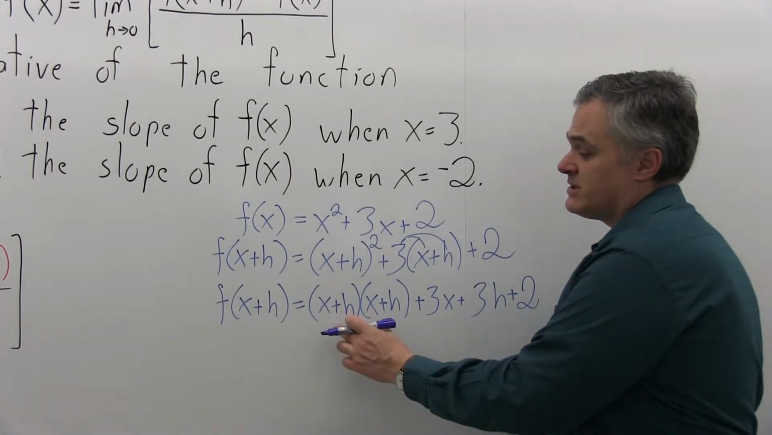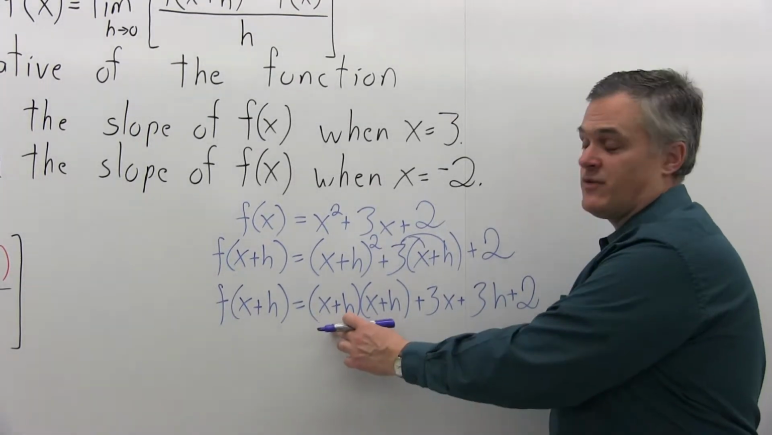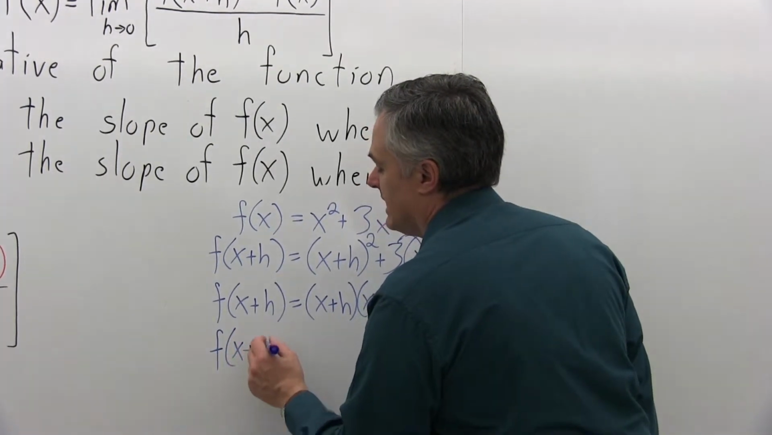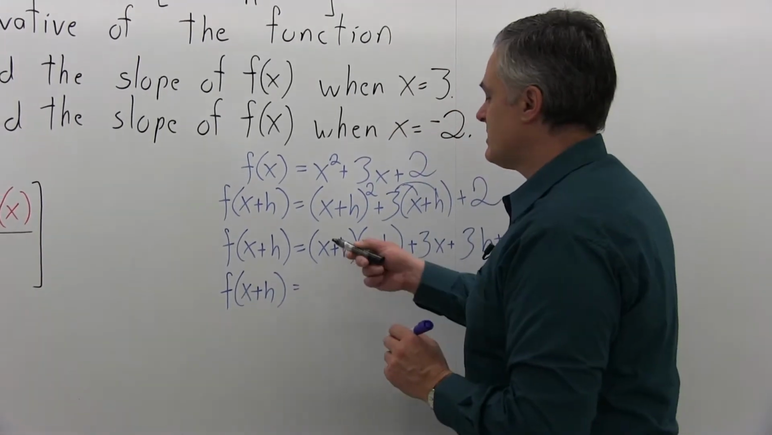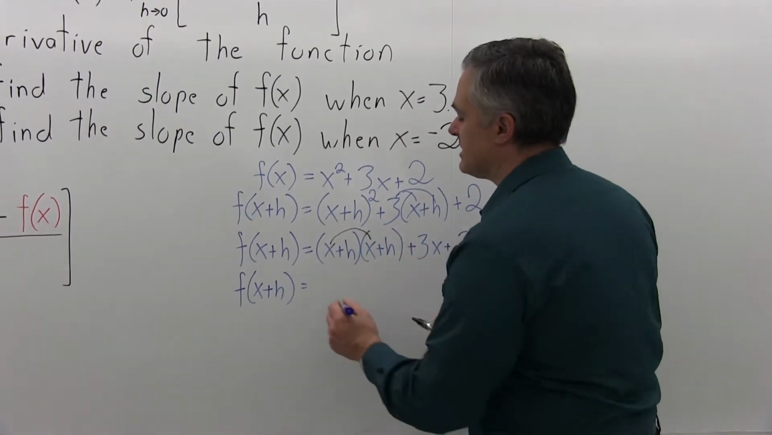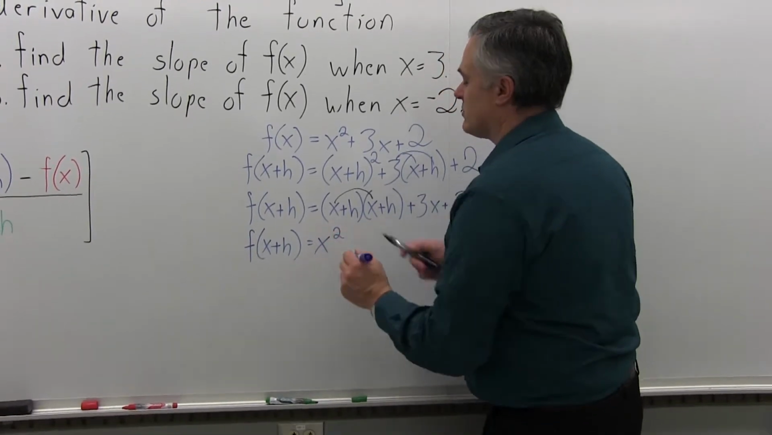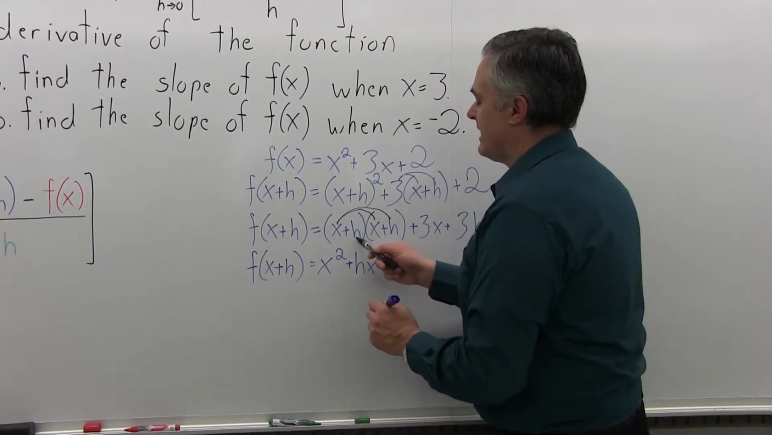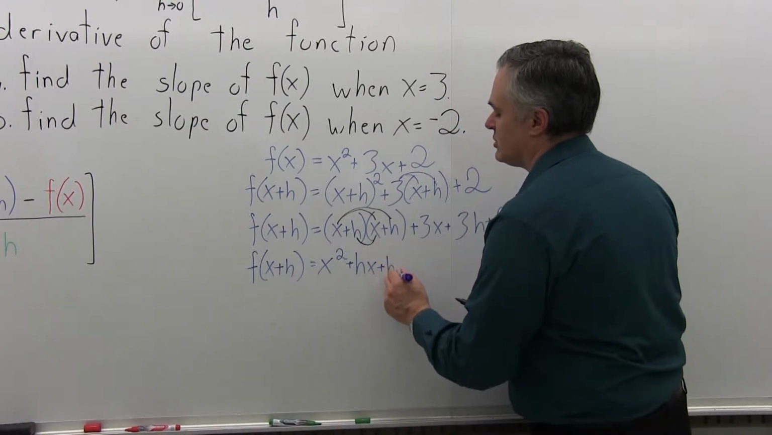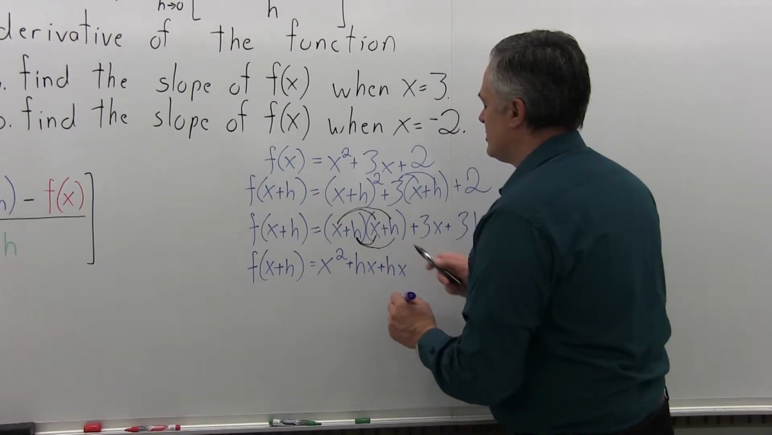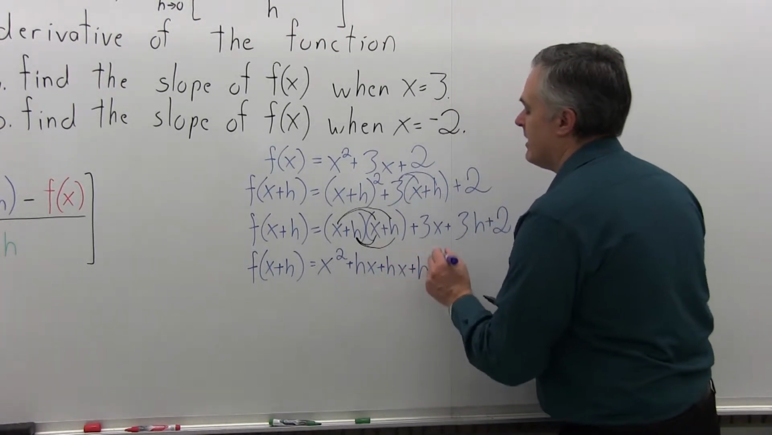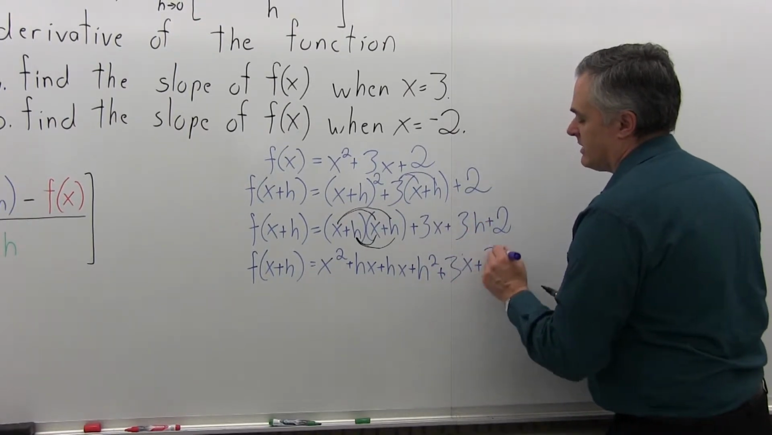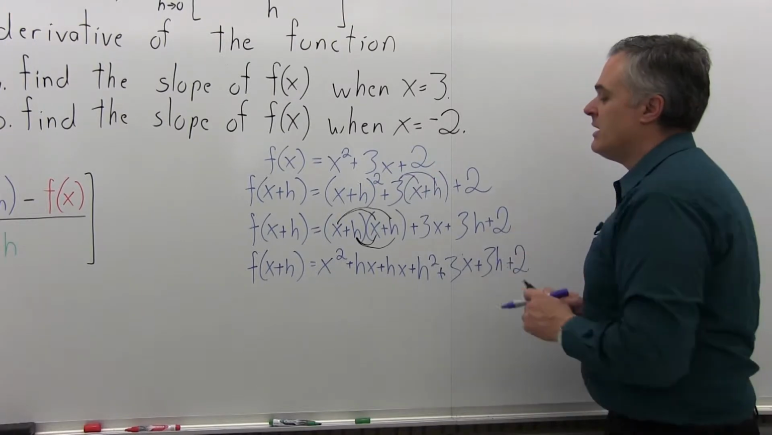So to finish the simplification of f of x plus h, I need to FOIL out these parentheses here. So f of x plus h equals, so let me just write this in a different color to make it show up a little bit. X times x is x squared. X times h is hx. Then h times x is another hx. Then h times h is h squared. Then the 3x can just come down. The 3h can just come down, and the 2 on the end. Now again, that is the answer.